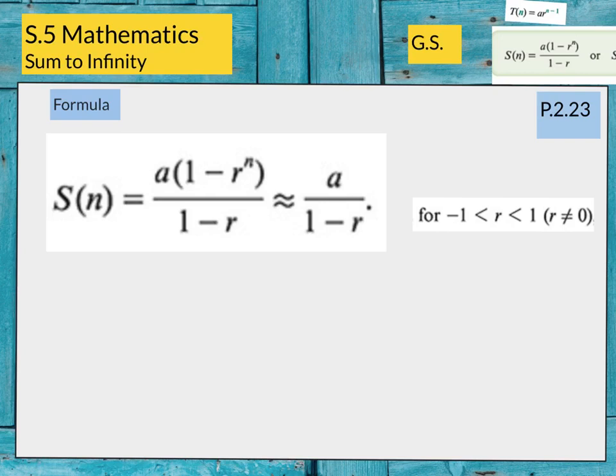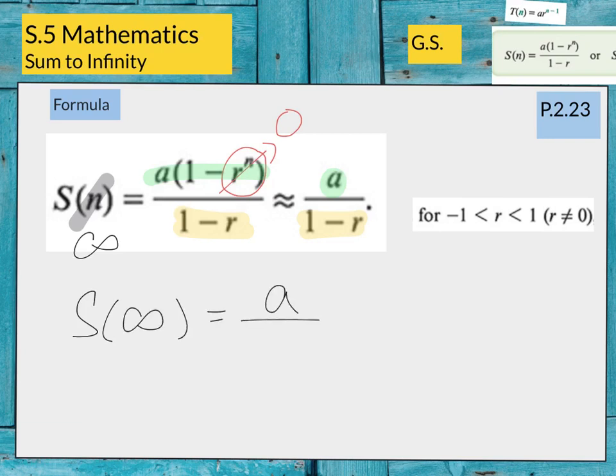So why do we get this? Because when n is very large, then R is within 1 to -1. As in the last question, this one is almost 0. When it is almost 0, we write all the things again. So the upper part becomes A, and the lower part becomes 1 minus R. With the formula, we change it to infinity. So we get the formula: sum to infinity equals A over 1 minus R.